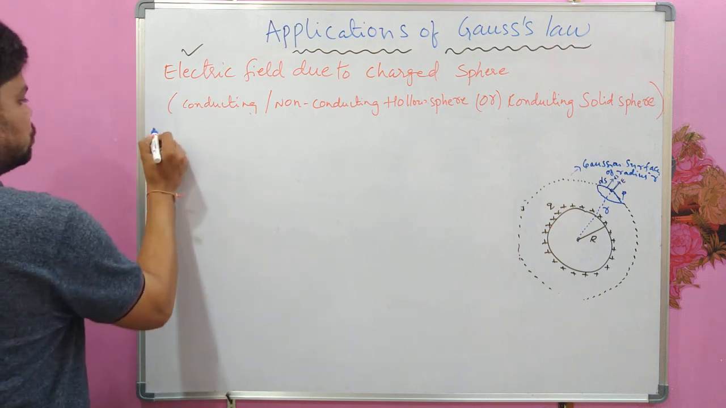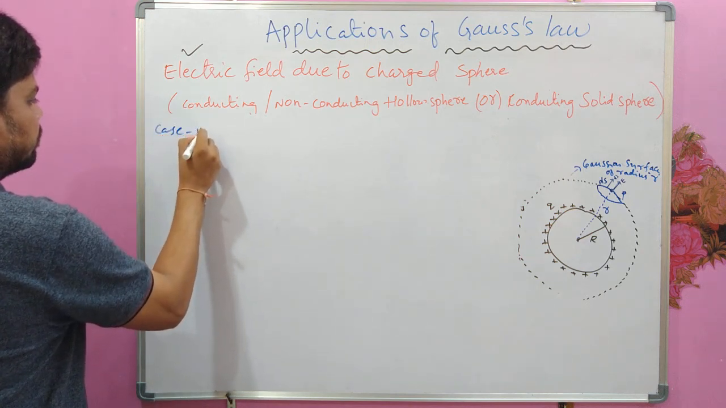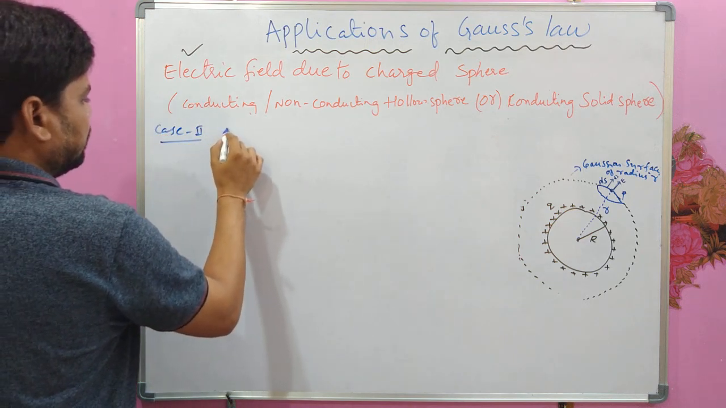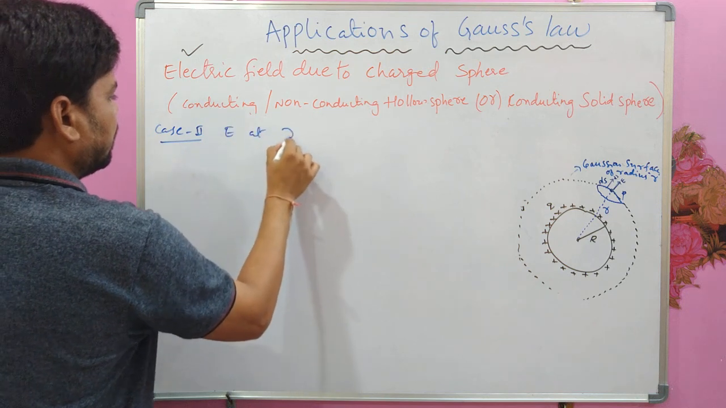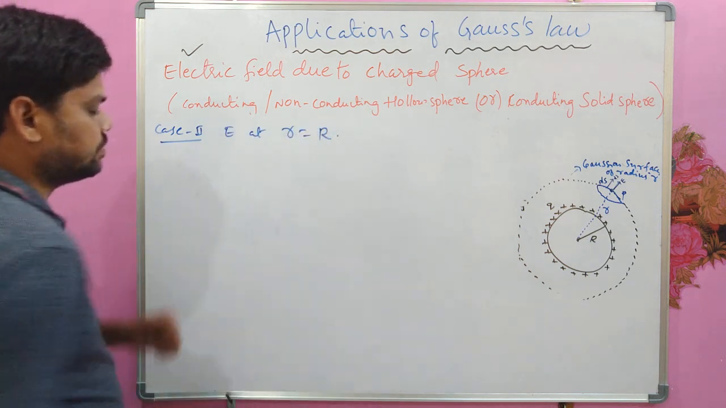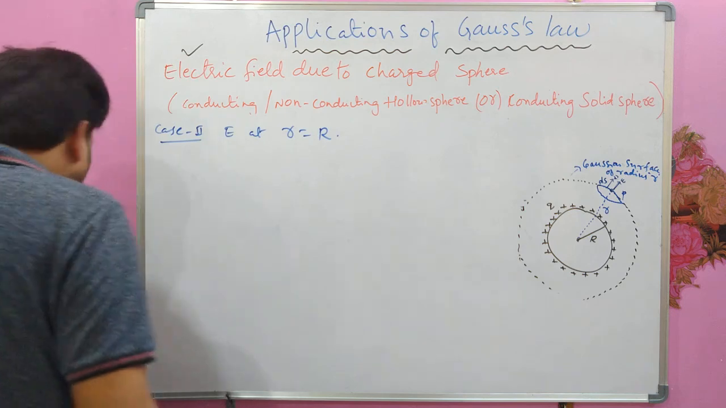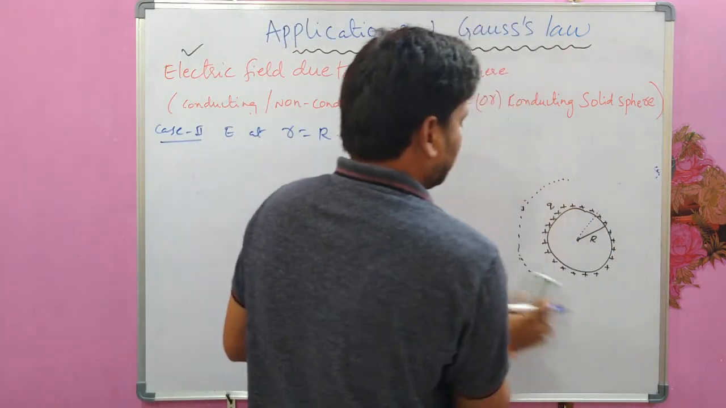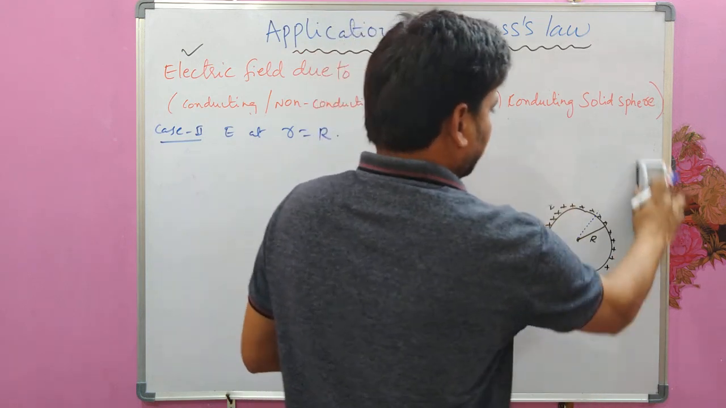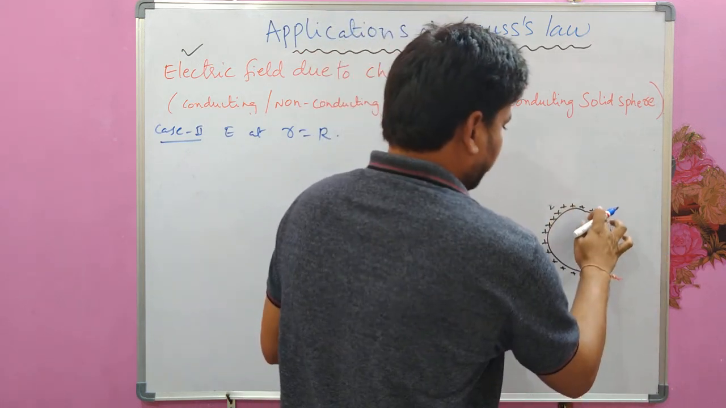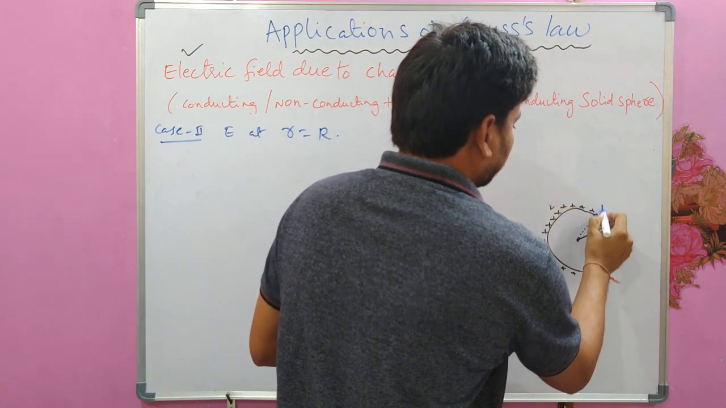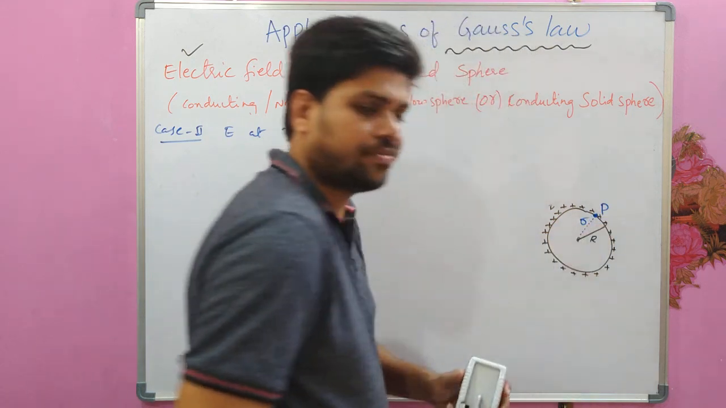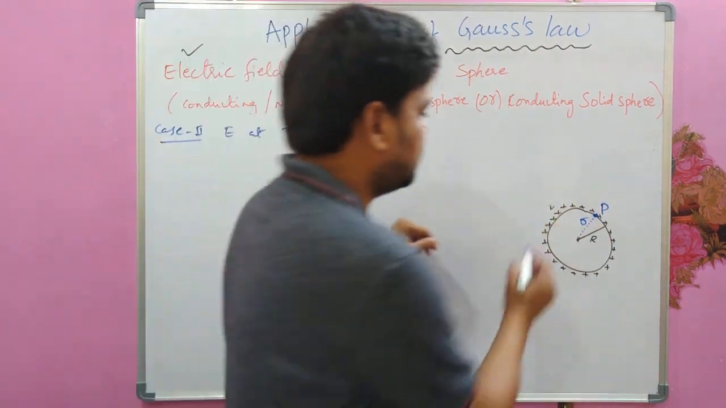Second case, case 2, E at r equal to R. E at r equal to R means you can say point P is here itself. Point P is here itself.